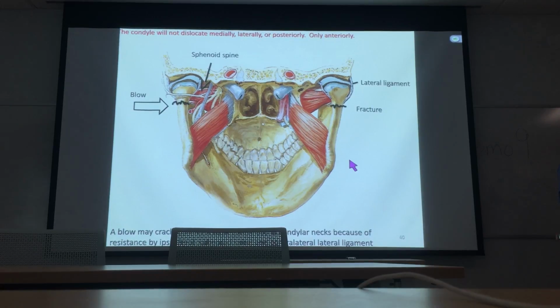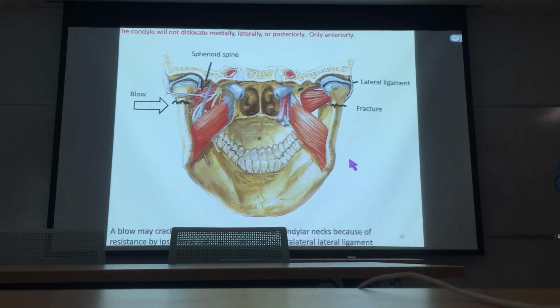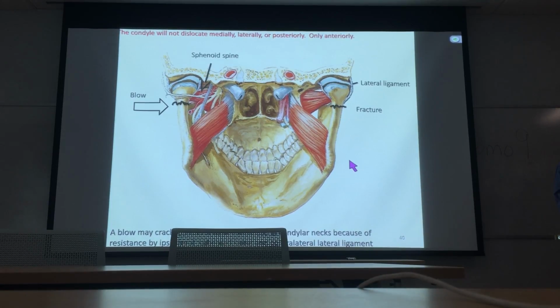Okay, so if the condyle will dislocate, it's going to do it in an anterior direction because you have things that prevent it from going medially. We just talked about the mandibular fossa and the spine of the sphenoid. It won't dislocate laterally because of the temporomandibular or lateral ligament and the capsule. It's not going to be allowed to go too far posteriorly because of things like the postglenoid spine. So usually the only way that it can dislocate, if it will, is in an anterior direction.